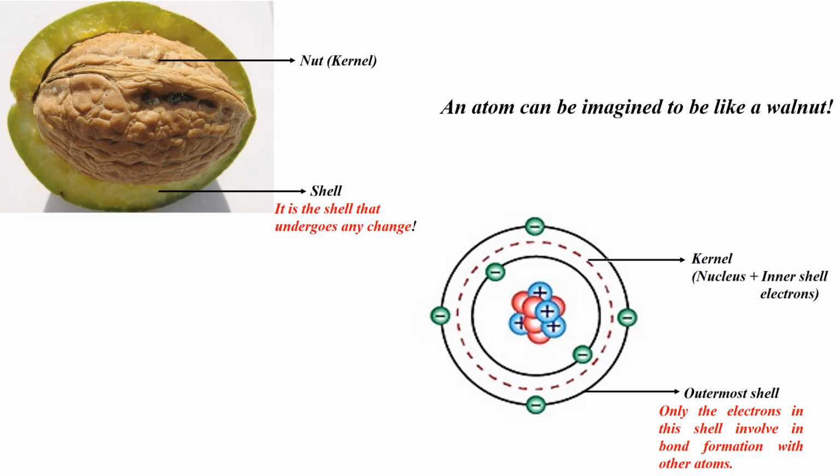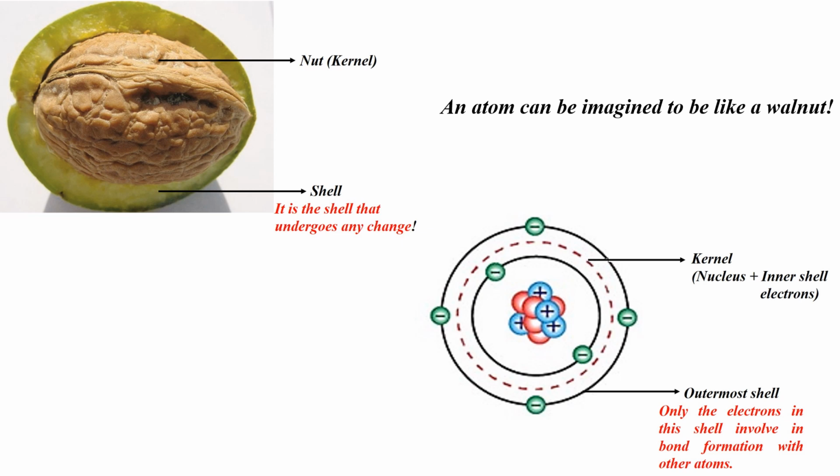We can relate this to a walnut, can't we? The well-protected nut inside the walnut can be related to the nucleus along with all the inner shells of the atom that form the kernel. And the outermost shell of the walnut can be related to the valence shell of an atom. Remember, I told you that only the outermost shell of a walnut undergoes any change.